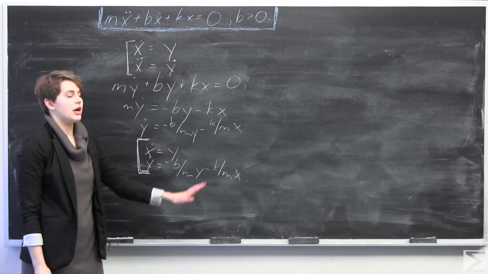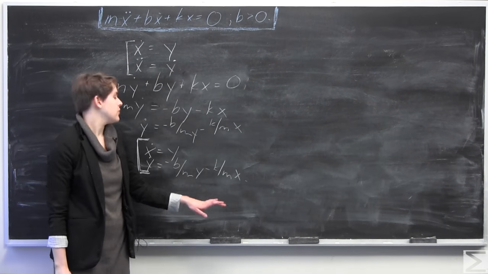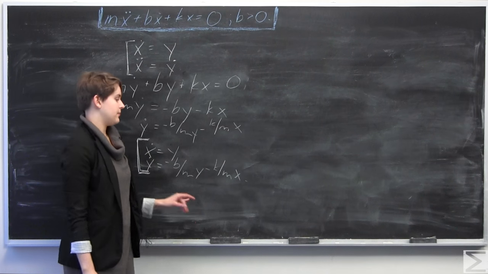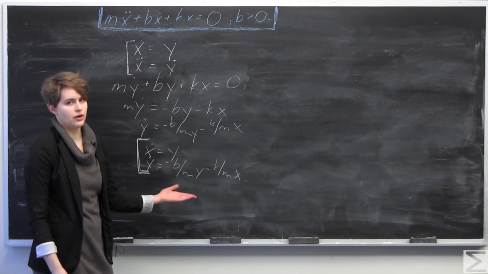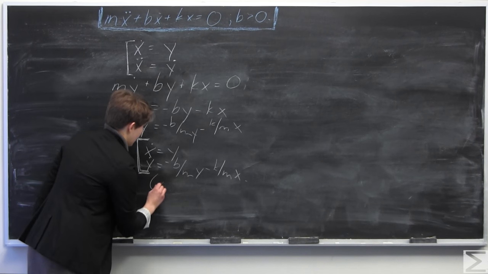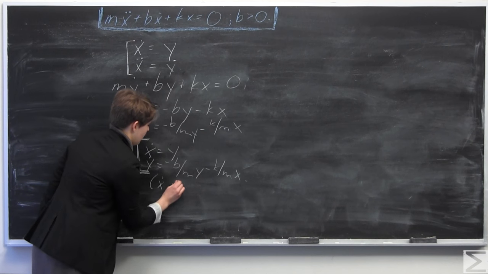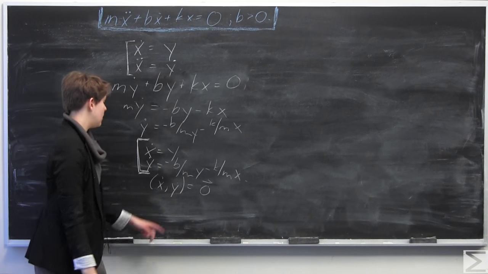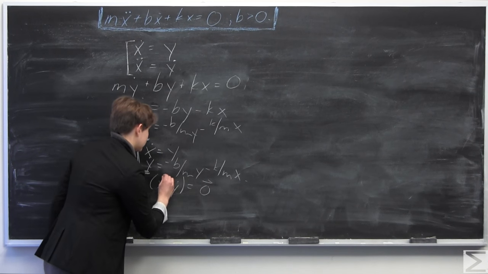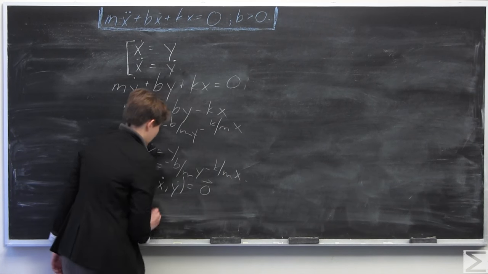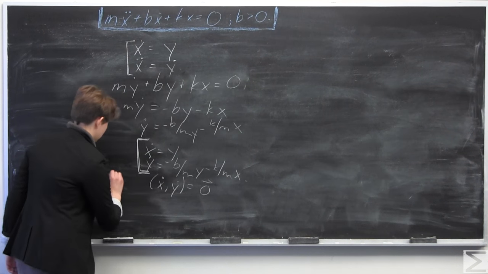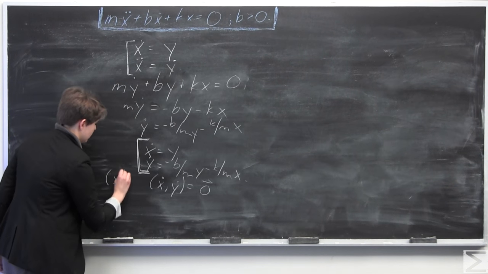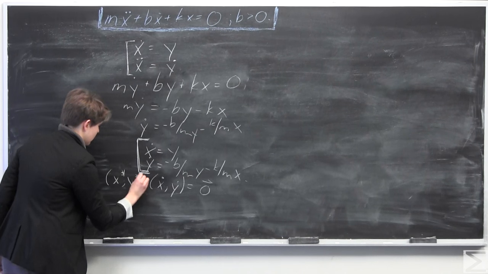So now, before I continue on to write the Jacobian matrix, we need to find the fixed points of the system. And the fixed points of this system are going to be points where x dot and y dot equal 0. So we're going to call these fixed points x star, y star.